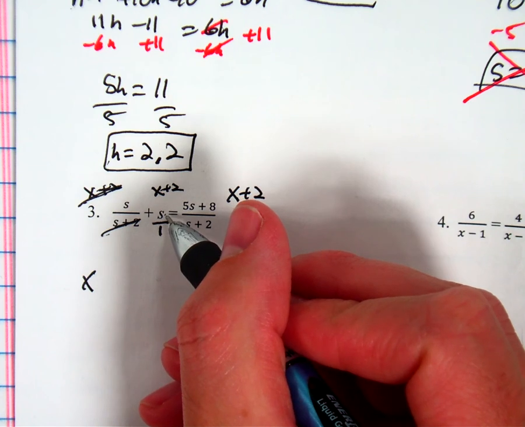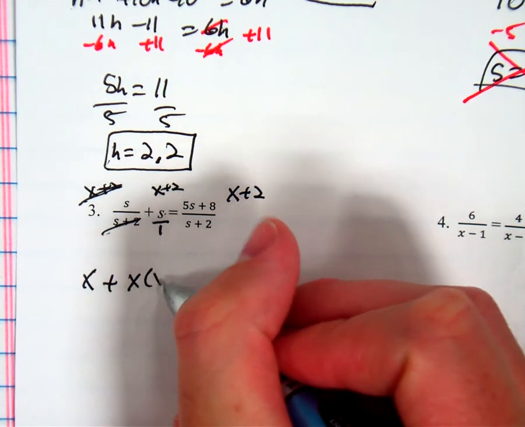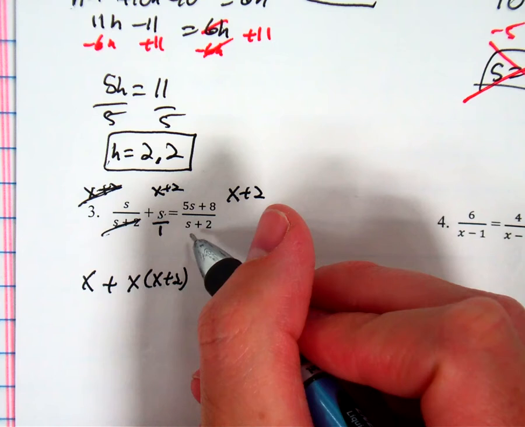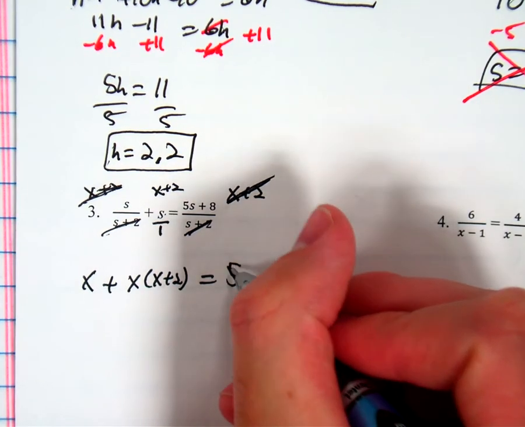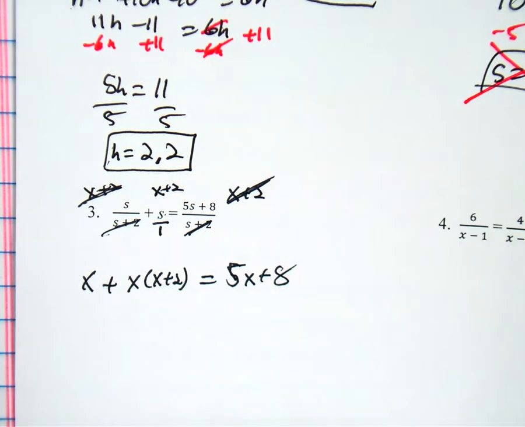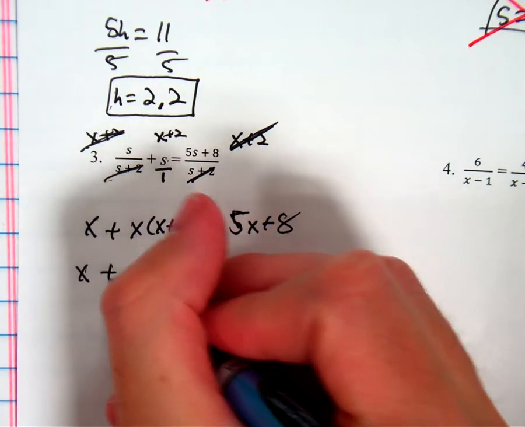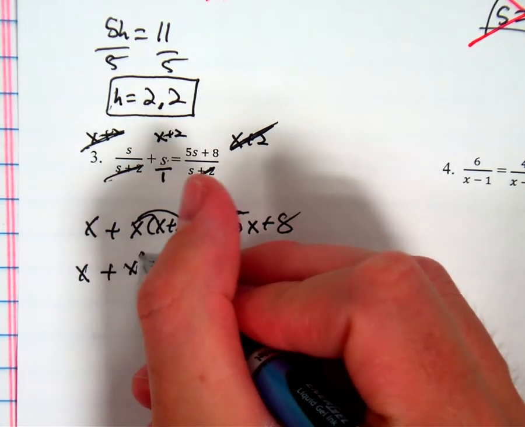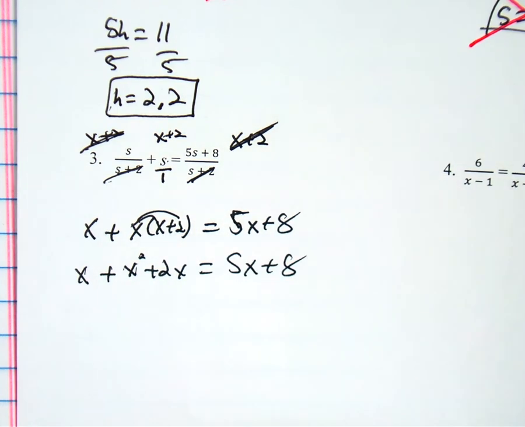Now remember this is an x. All the s's are getting changed to x. So we have plus x times x plus 2. And those cancel out, and we have 5x plus 8. Okay, we got x. We got x squared plus 2x, 5x plus 8.